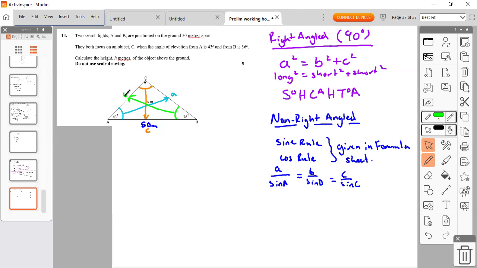The cos rule is a squared equals b squared plus c squared minus 2bc cos A.